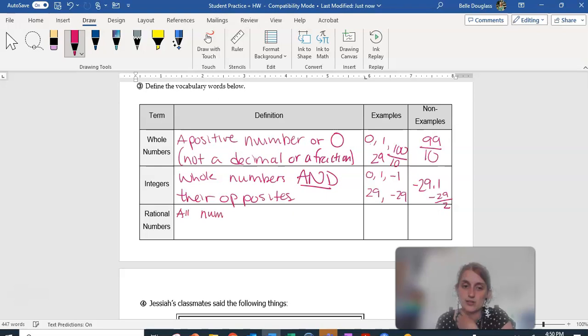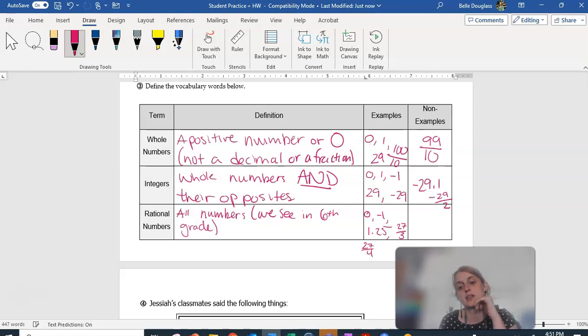Rational numbers are all the numbers we dealt with in 6th grade. All numbers we see in 6th grade, because there are other numbers, like we talked about when we talked about irrational numbers, that exist in the world, but not that we deal with in 6th grade. So we're talking yes to 0, yes to negative 1, yes to 1.25, yes to 27 thirds, which actually simplifies to a whole number, yes to 27 fourths, which would stay as a fraction.